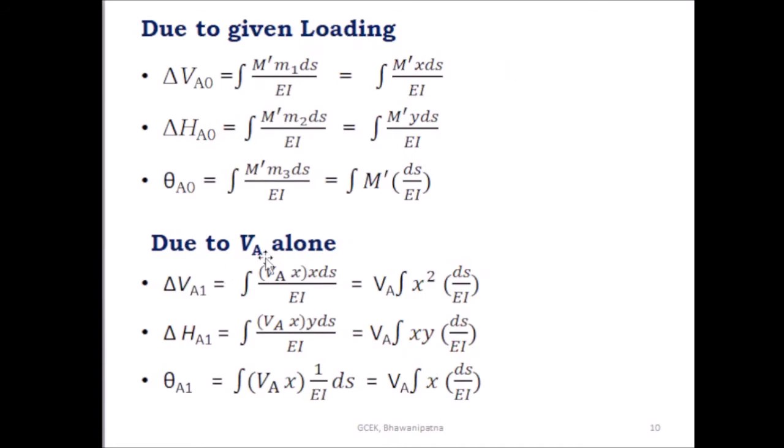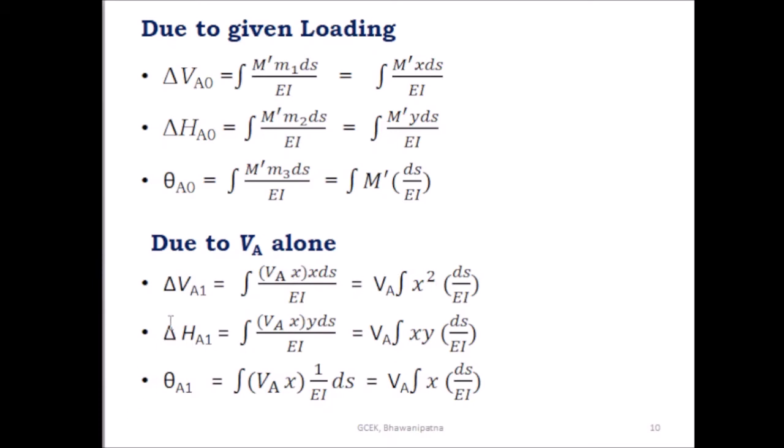Then you find out, due to VA alone, what is the change in vertical displacement. That you can denote by delta VA1. So delta VA1 is equal to the integration of VA x into x ds by EI. This is the moment due to the vertical reaction at A, VA into x ds by EI, but after simplification, VA integration x square ds by EI.